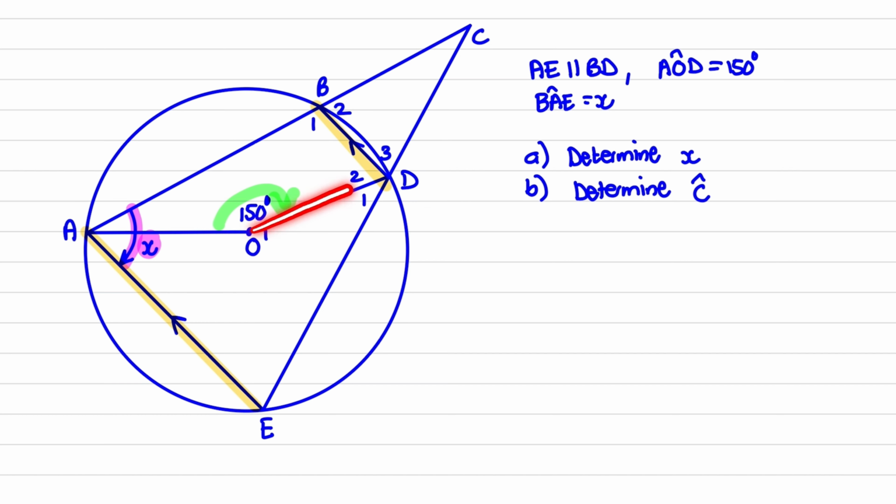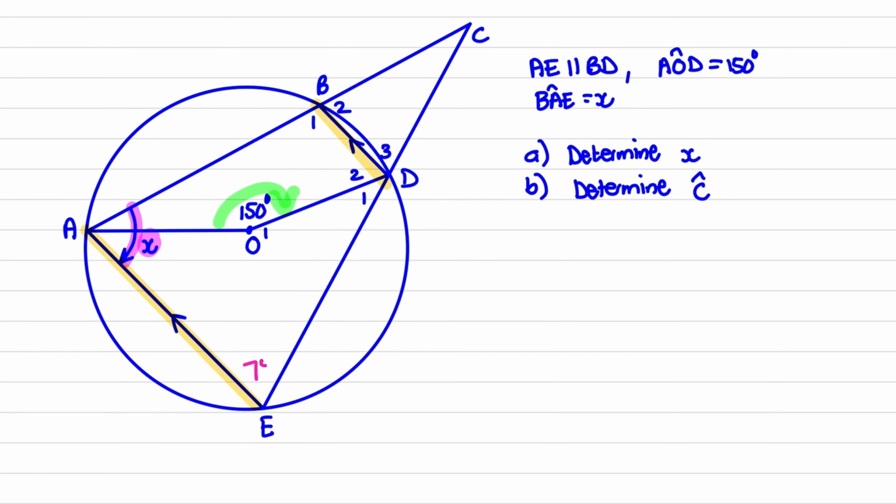So this is the angle at the center of the circle. And what we know is that the angle at the center of the circle is twice the size of the angle at the circumference of the circle. So this angle E would be equal to 75 degrees.